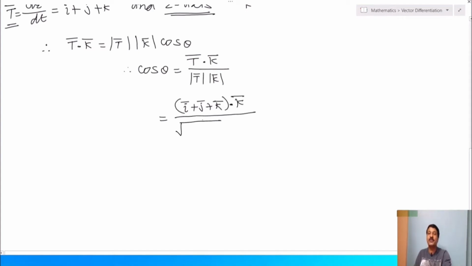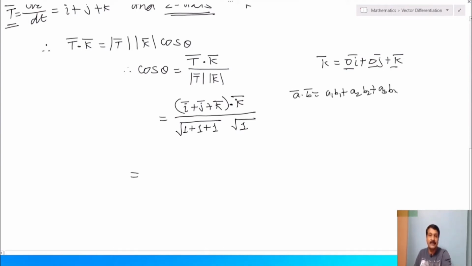the magnitude. Magnitude of any vector, we know, is the under root of square of coefficient of i, square of coefficient of j plus square of coefficient of k. And what about here, this k? Only k, it means that it is 0i plus 0j plus k, and that is why the magnitude of this is under root of 0 square plus 0 square plus 1 square. Now dot product of this, you know what a dot b is? It is a1 b1 plus a2 b2 plus a3 b3, meaning the coefficient of i. So that is why I am getting here 0 plus 1 upon under root of 3. So I am getting 1 by root 3. It is cos theta.